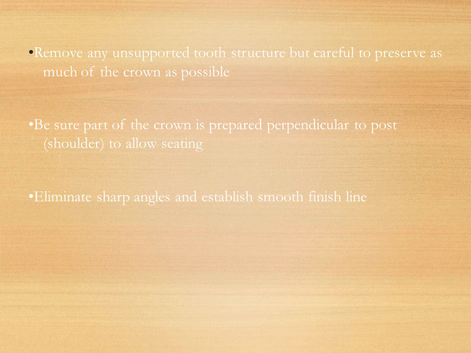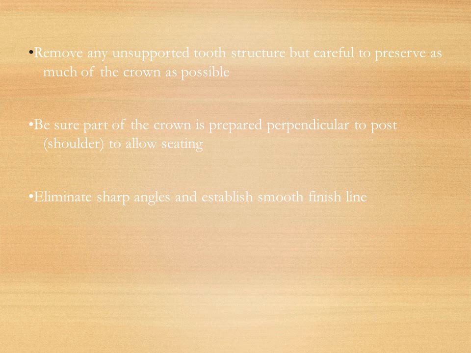And you remove all unsupported tooth structure, that is undermined tooth structure, because you do not want it to fracture when subject to occlusal stresses. But you also have to keep in mind that you have to preserve as much of the crown as possible, so that your core can actually be retained on normal tooth structure.